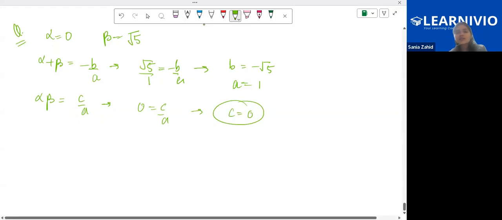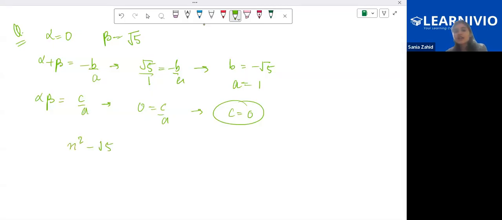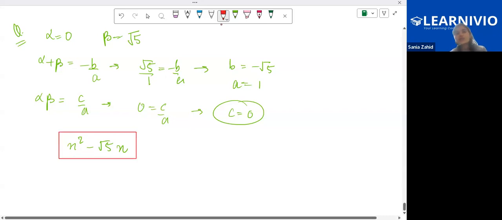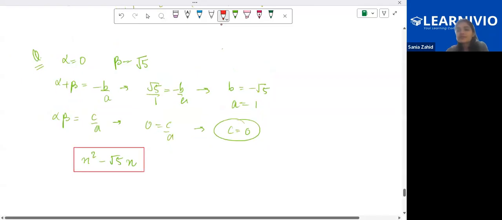So ax square means x square plus bx, that means negative root 5x plus c. That means there is no c, so you will just leave it till here only. And your equation is x square minus root 5x. Clear, Umair? Yeah, clear. Okay, good.